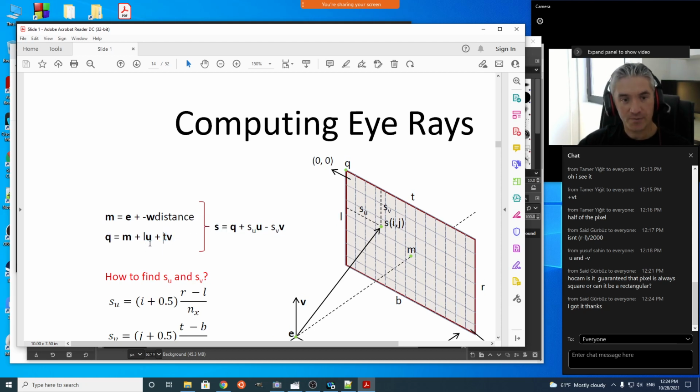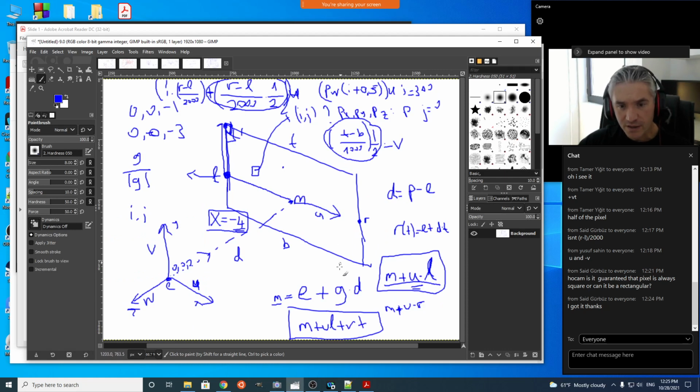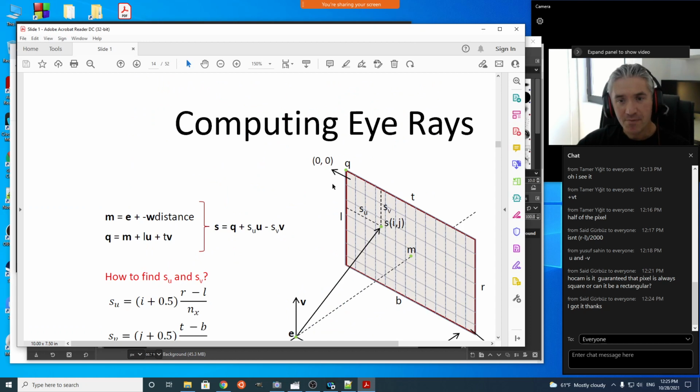L times U plus T times V. What we did was, since L was negative, we go left and we add to that VT. So this is how we found Q. But did we say something about the top left? No, we didn't give any name to that.